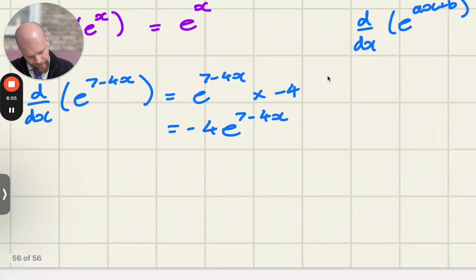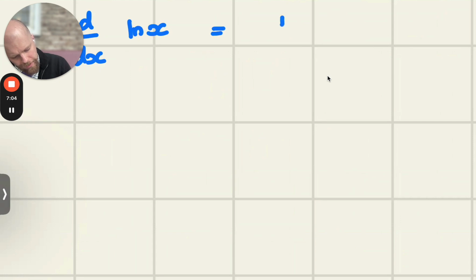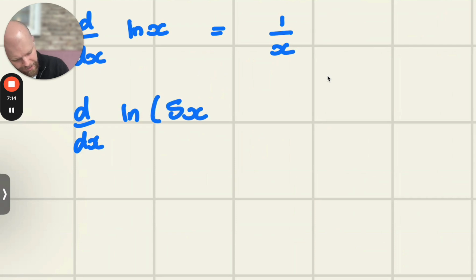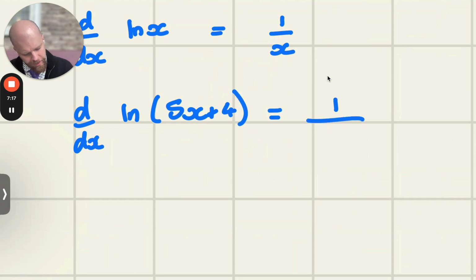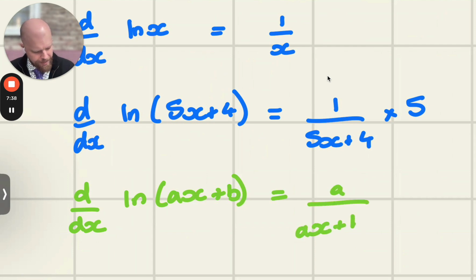If I differentiate a logarithm function, so let's say I want to differentiate ln x, I am left with 1 over x. If I differentiate ln of 5x plus 4, I do 1 over the 5x plus 4, because that's the chain rule again, so I'm differentiating the outside bit, which is the ln. I then differentiate the inside bit, so I times by 5. Let's do an example of that. So for the general rule, sorry, let's say we're going to do ln of ax plus b. That will leave me a over ax plus b.